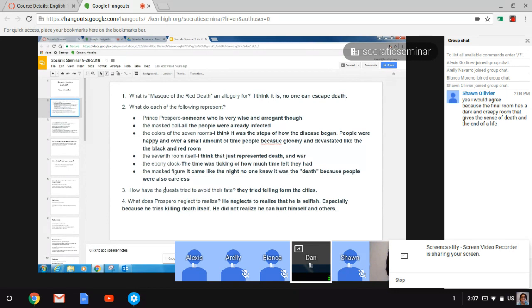How have the guests tried to avoid their fate? They tried leaving the cities. And what does Prospero neglect to realize? He neglects to realize that he is selfish, especially because he tries killing death itself. He did not realize he can hurt himself and others. Do you agree with that statement that he's selfish?